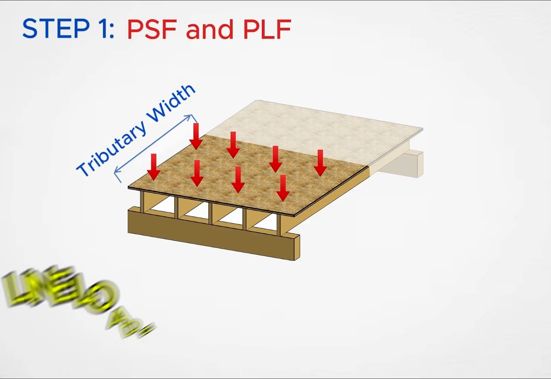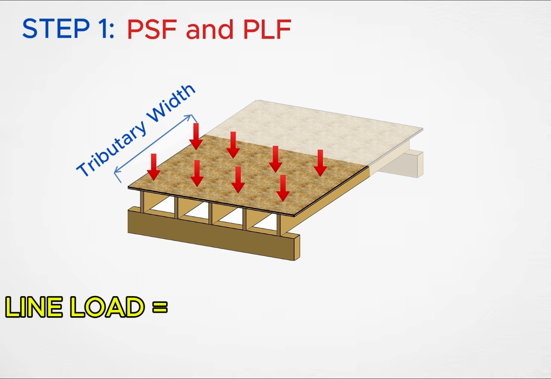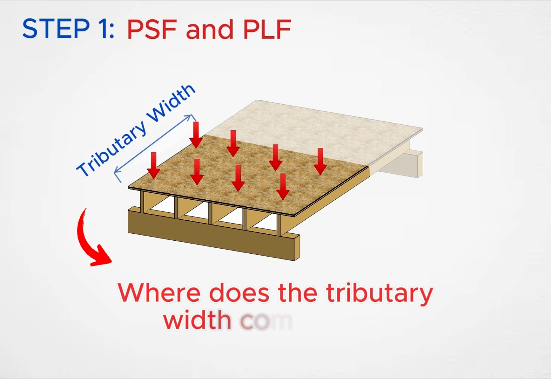In the previous video, we converted PSF into PLF. We used a roof live load of 20 pounds per square foot and a tributary width of 8 feet. But here's an important question. Where did that 8-foot value come from? Did we just make it up? Of course not. And that's what we're going to learn today.